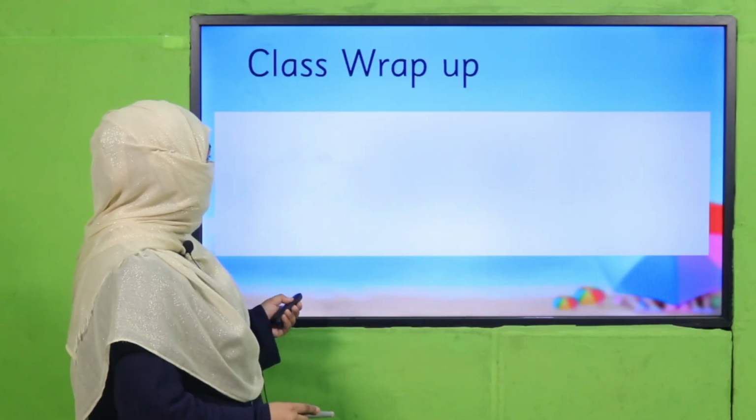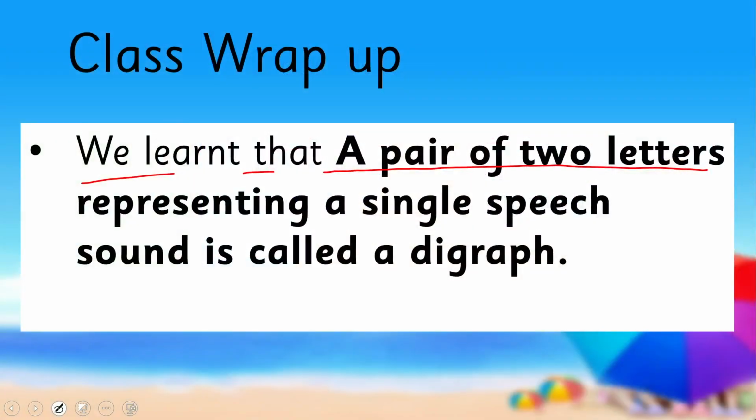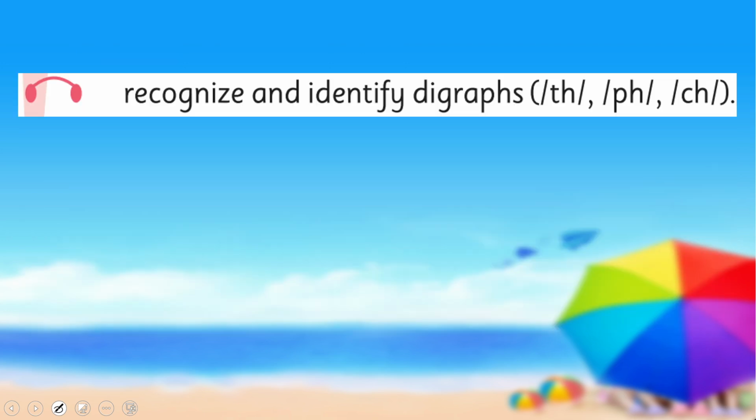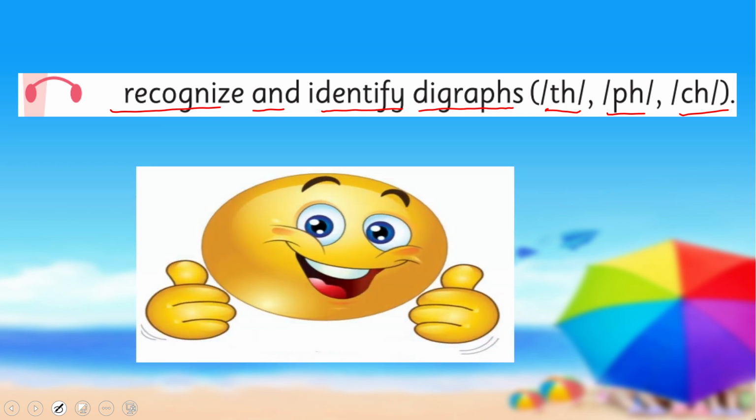So what we have learned today, we learned that a pair of two letters representing a single speech sound is called a digraph, and we recognized and identified digraphs. In this way, we achieved our SLO to recognize and identify digraphs, th, sh, ph, ch, etc. Are we done with it? Yes. So that's it for today.